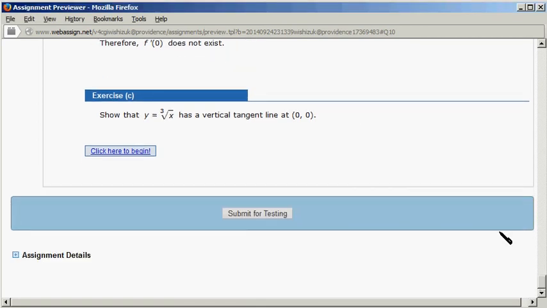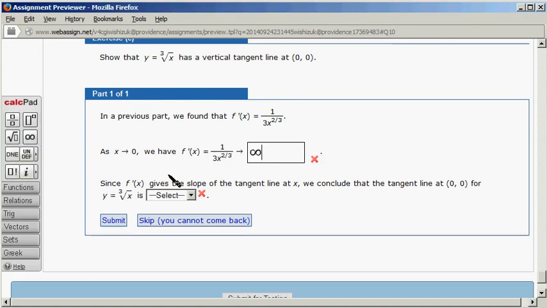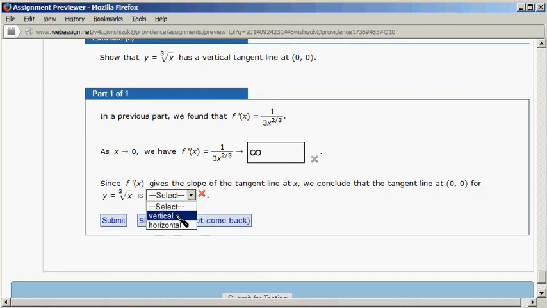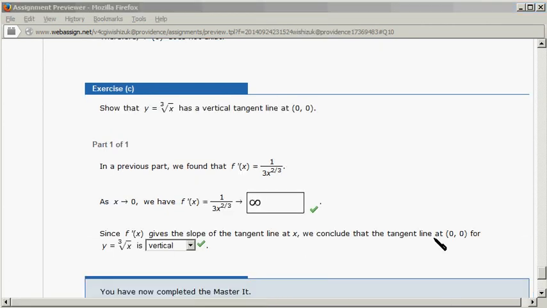Then this is, I believe, the last part, C. Click here to begin. In a previous part we found that f prime of x is 1 over 3x to the 2/3 power. As x approaches 0, this quantity goes to positive infinity. Since f prime gives the slope of the tangent line, we conclude that the tangent line at (0, 0) is vertical. Then submit. It came back and we got these correctly as well.